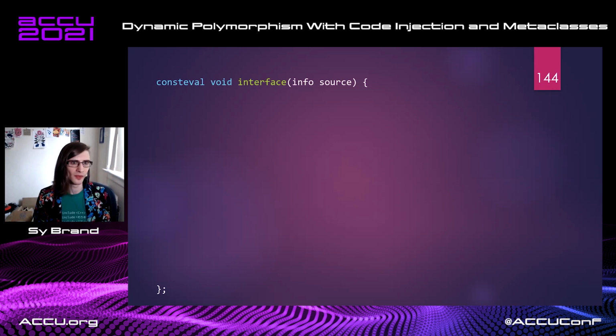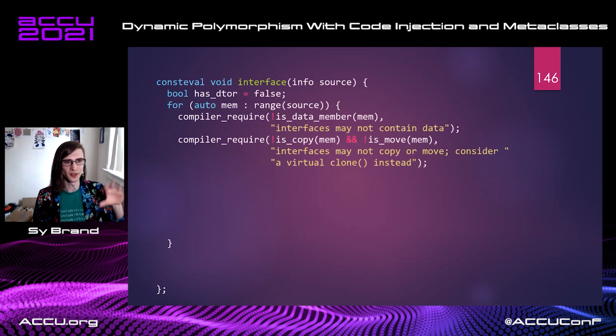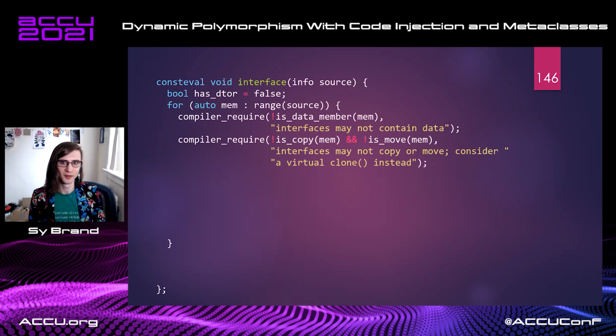So first, we want to record whether someone has defined a destructor inside the interface. And then we're just going to loop over all of the member functions which are declared. Then we're going to use this compiler require thing, which is, earlier I mentioned that later you're going to see some ways of generating better compiler errors. Well, this is that. It's kind of like a static assert, but it's operating on reflection information.